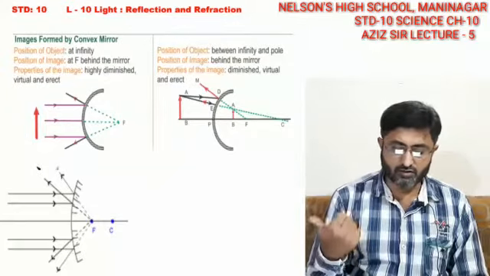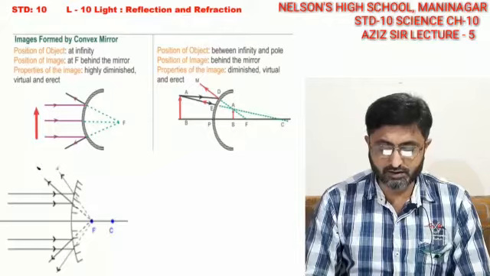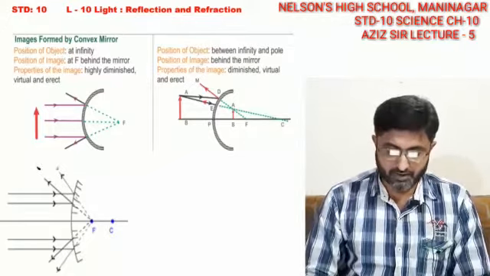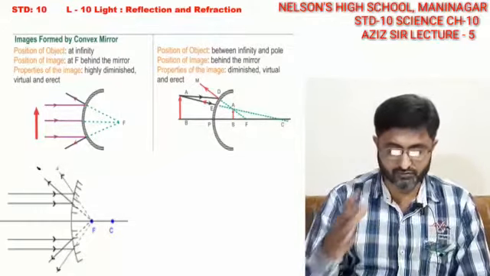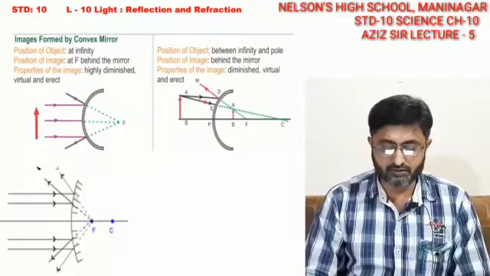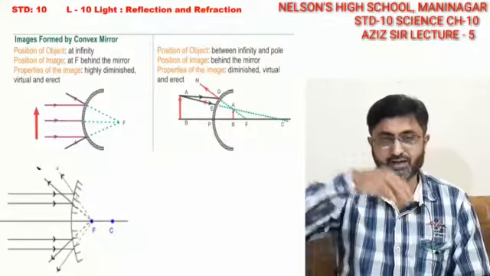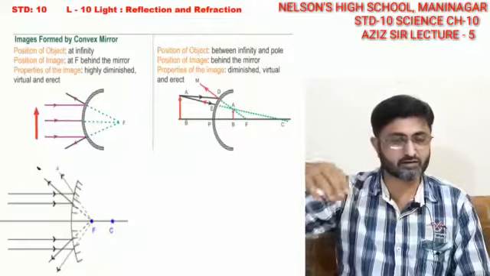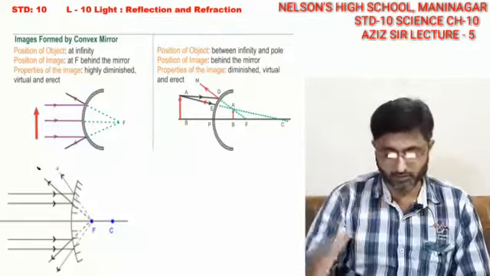and the size of the image will be extremely diminished, very diminished. Now in the second case, you see the object is placed at a slightly far away distance from the mirror. The object is between infinity and the pole, that means at a certain definite position in front of the mirror.